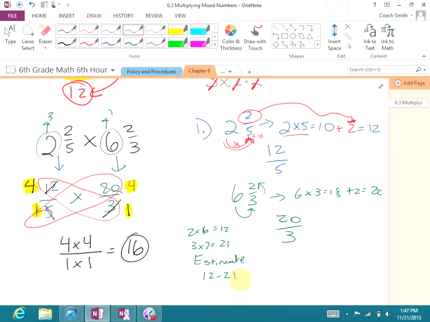The 4 and the 1? Hang on. I divided 20 divided by 5, and that's where I got that 4. And I did 3 divided by 3, and that's where I got that 1.